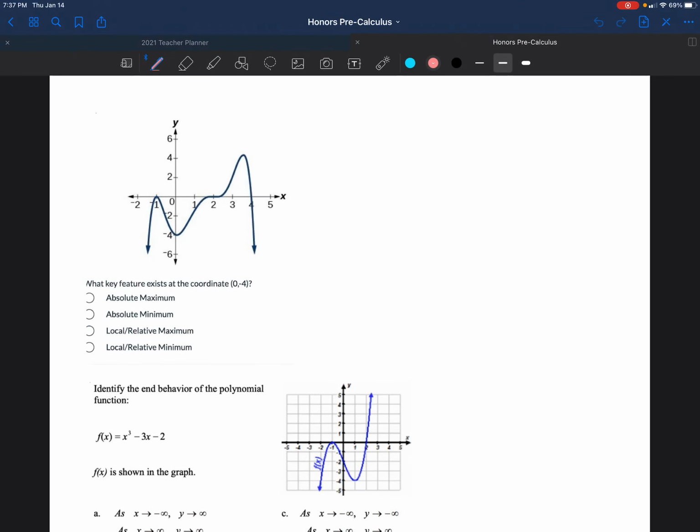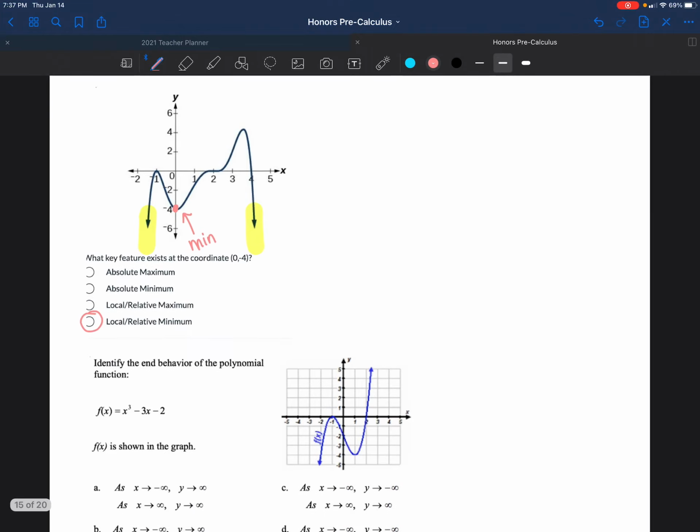Alright, so for number 1, we're looking at which feature exists at the point (0, -4). If I look at (0, -4), I can see that I have a minimum. Now the question is, is that minimum going to be an absolute minimum, or a relative minimum? When I look at the graph, I can see that the graph will continue going down in both directions. So it's not the lowest point, so it can't be absolute. So this is going to be a relative minimum.